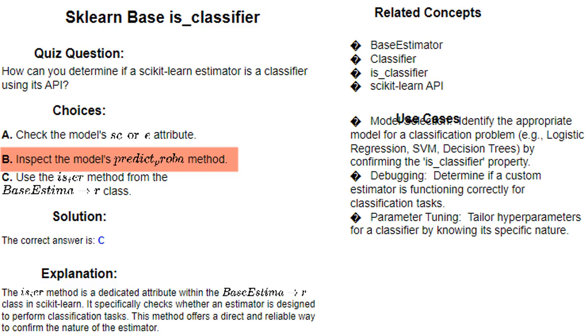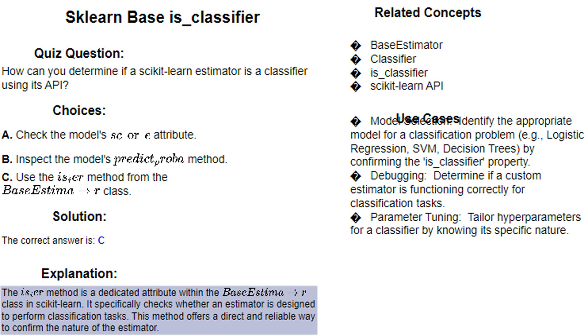The predict_proba method is commonly associated with classifiers. It returns the probability of each class for a given input. However, some regressors might also have a similar method for returning probability distributions. Therefore, the presence of predict_proba doesn't definitively confirm a classifier. False. Use the isClassify method from the base estimator class.